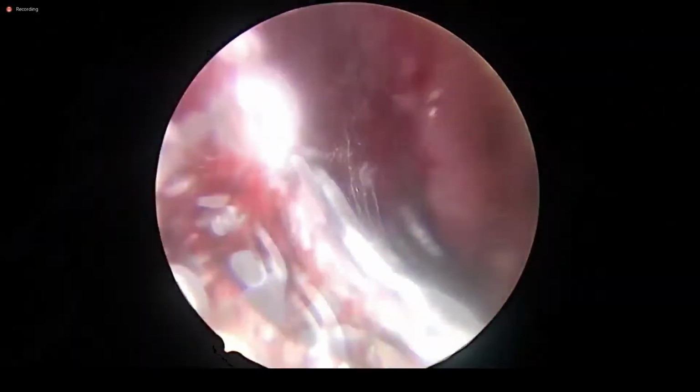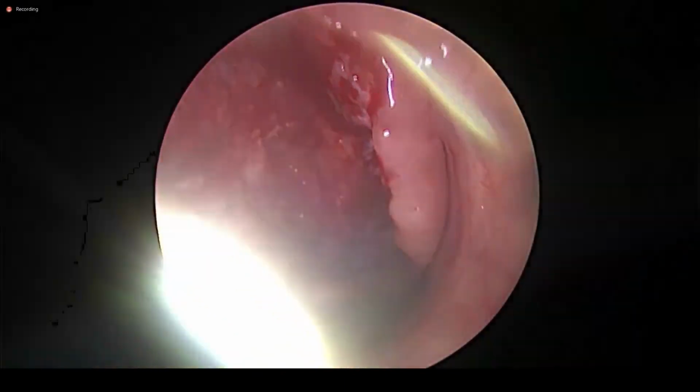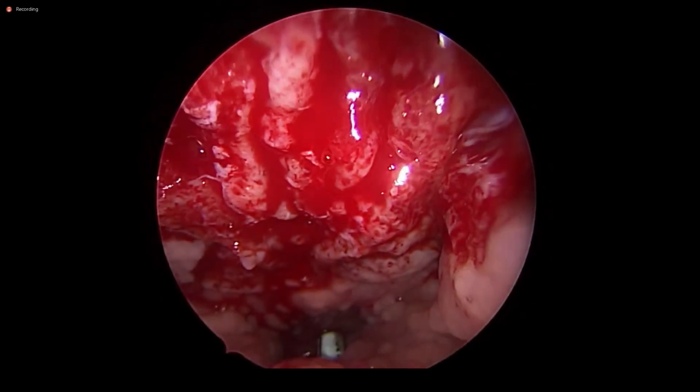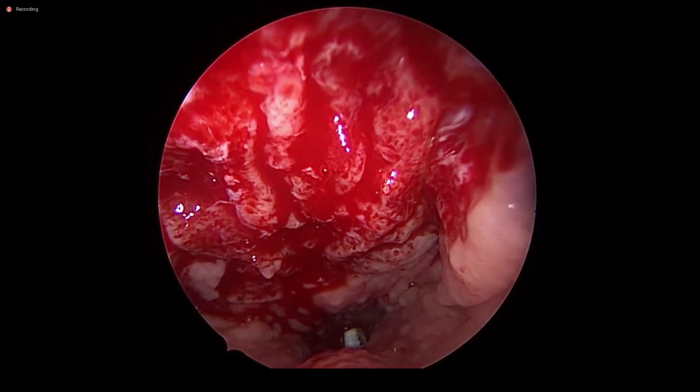Sir, you are using hot water? Is it hot water or normal water? No, regular, not warm water. This is not warm water.